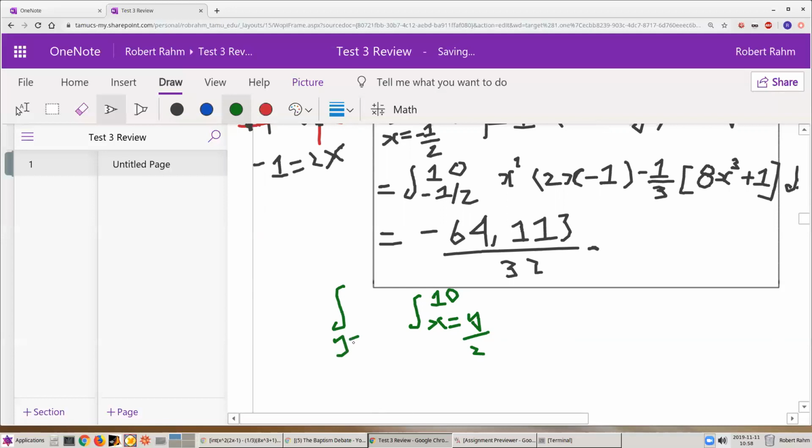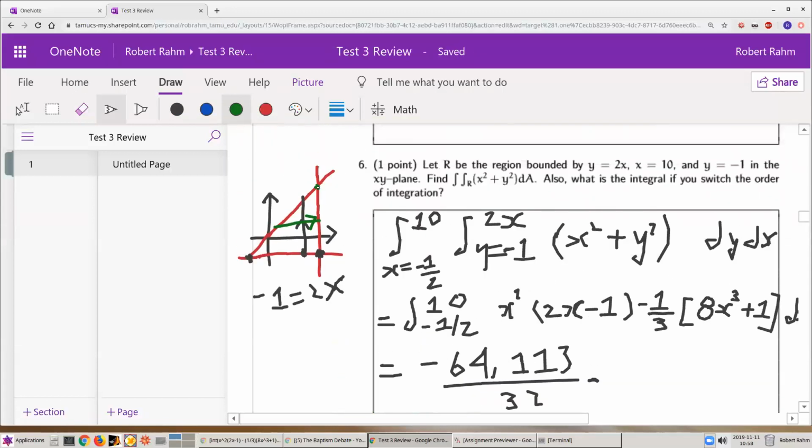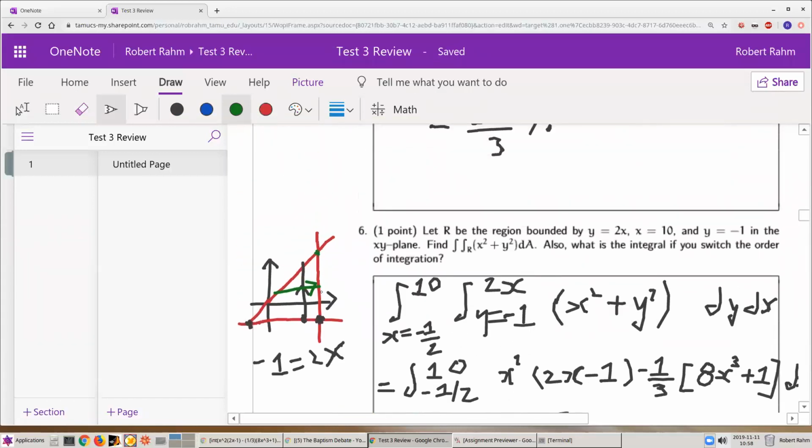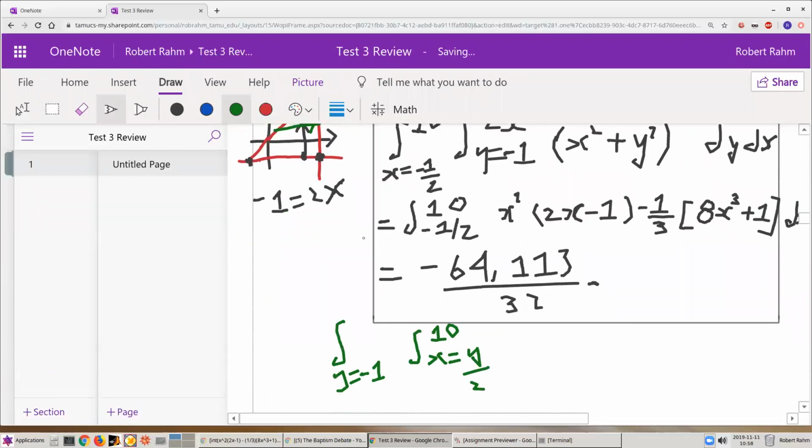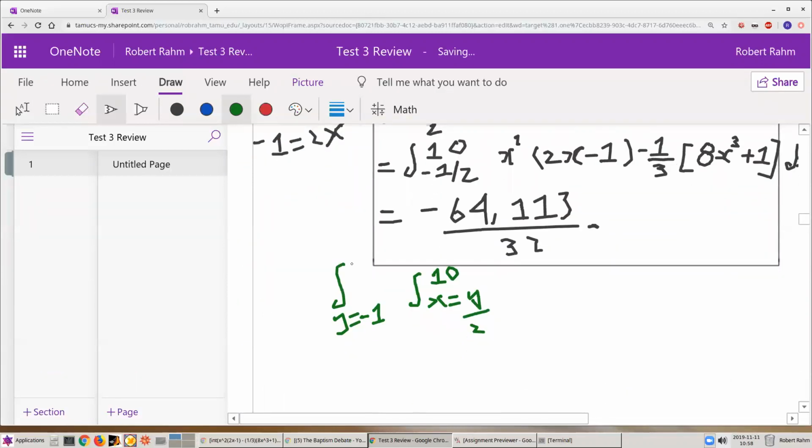So the bottom limit on the y integral is going to be minus 1. And the top limit on the y integral is going to be where these two lines intersect. So the vertical line is x is equal to 10. The diagonal line is y is equal to 2x, or x is equal to y over 2. So this is going to be y over 2 is equal to 10. So in other words, y is equal to 20. So this is going to be up to y is equal to 20. And the function that we're integrating is still x squared plus y squared.